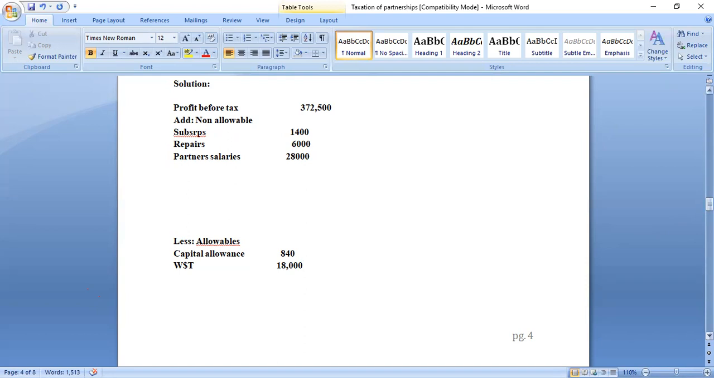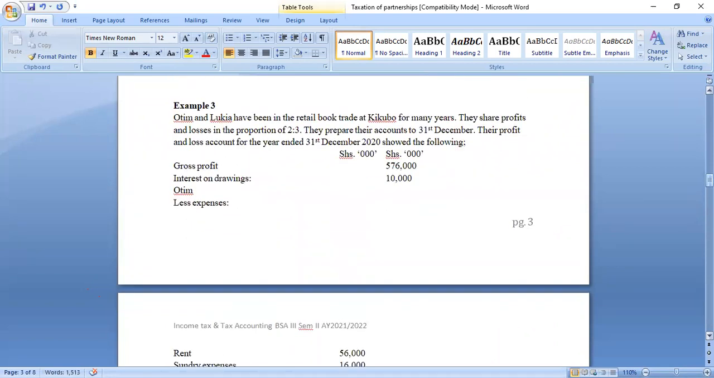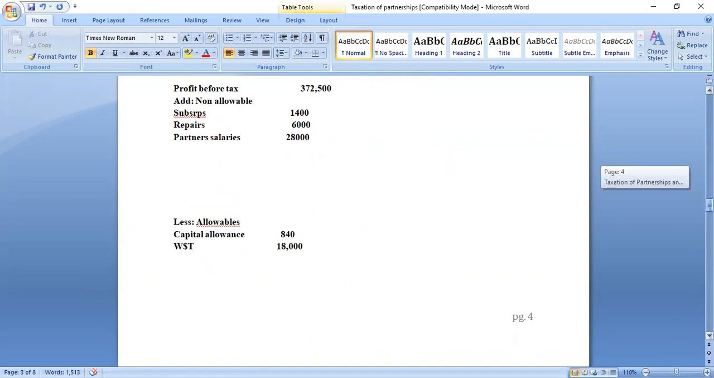Then you come back now. You come up and move line by line. You're done with additional information. Move line by line. Any item you haven't touched, you try to make sense of it. So gross profit, that is allowable. Interest on drawings, this is partner's stuff, so we remove it, 10,000. But remember this is an income, so the way we remove it is by coming here and saying interest, 10,000.